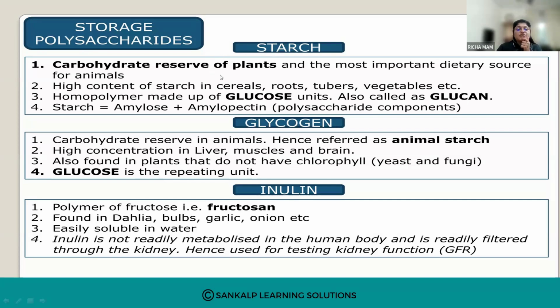Starch consists of alpha glucose units, and the two components present in the starch are amylose and amylopectin. Remember this, very important. The polysaccharide components present in starch are amylose and amylopectin.